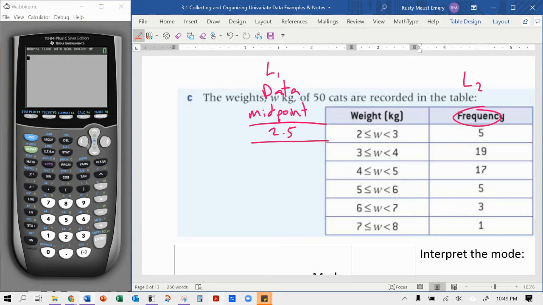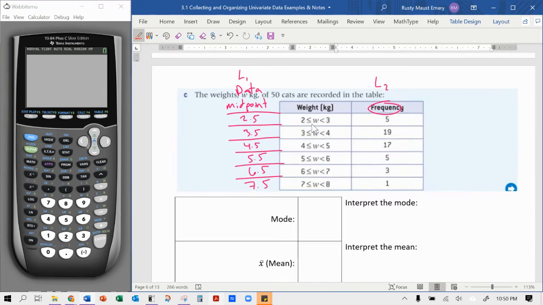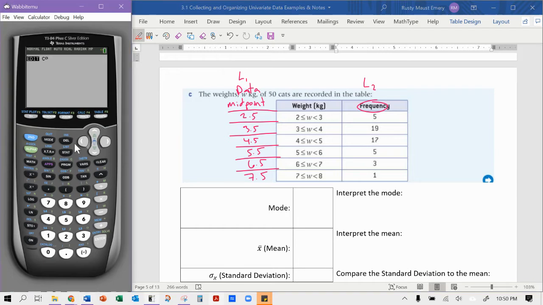3 plus 4 is 7. 7 divided by 2 is 3.5. And if you notice a pattern here, it's going to be 4.5, 5.5, 6.5, and 7.5. So what I'm going to do with those values is type those into my calculator into L1. So I'm going to go to Stat, Edit. Again, I have data in from the previous example. So I'm going to scroll up to the top of the list, hit Clear, Enter. Same thing for the next one, Clear, Enter, and now I'm all set.